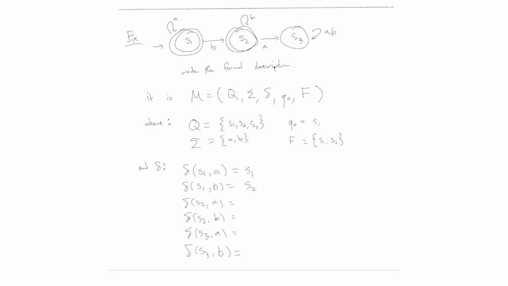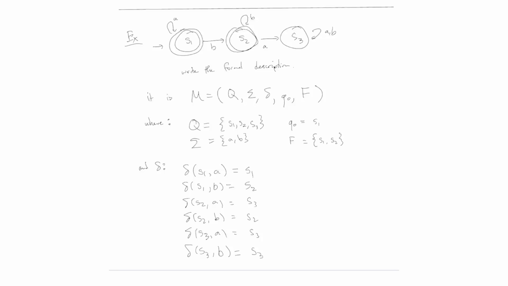Delta of S2 and A means I'm in state 2, I see A, I go to S3. So this is S3. Delta of S2 and B means I'm here, I see B, I go back to S2. So that's like that. Delta of S3 and A means I'm here and I see A, I end up at S3. And delta of S3 and B is also S3. So this is the complete description of the transitions.